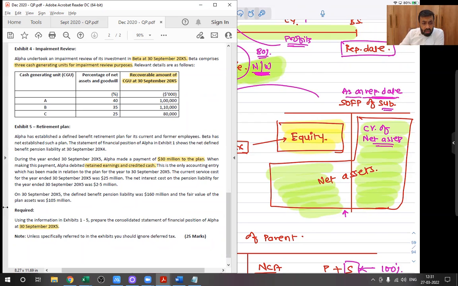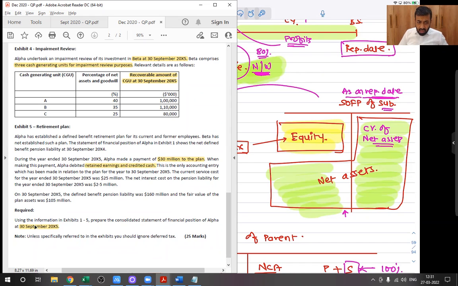So this is the only accounting entry that has been made for the year ended 30th September 2025. Current service cost is given as 25 million. Net interest cost is given as 2.5 million. On 30th September 2025, the defined benefit pension liability was 160 million and plan assets fair value was 105 million. So you will have to calculate the net again if you would like to compare it with the opening balance, and then you will have to account for it accordingly.